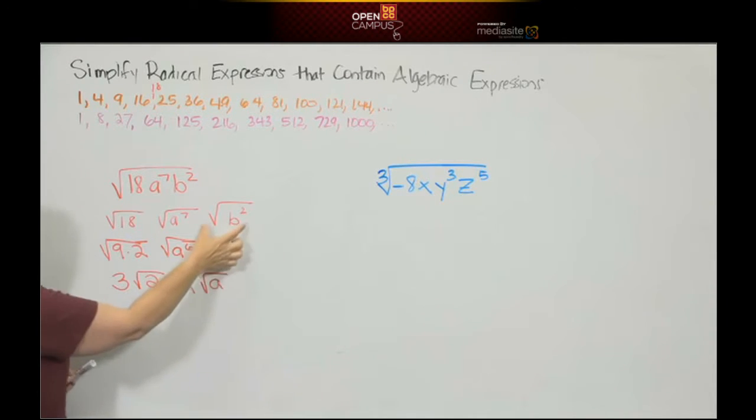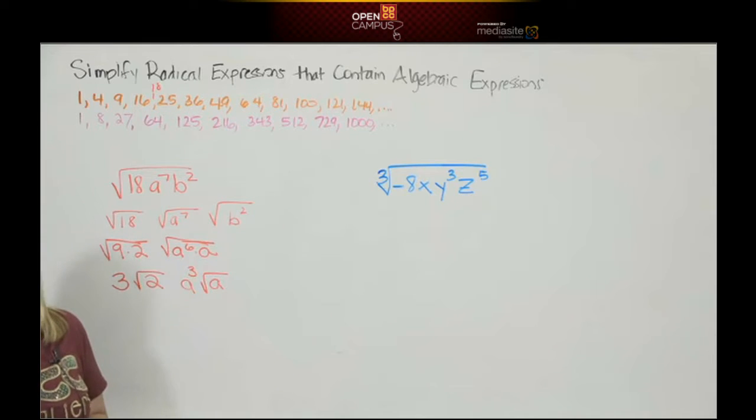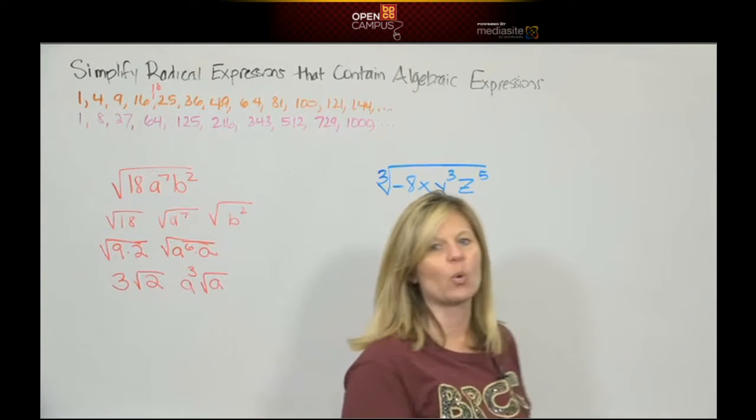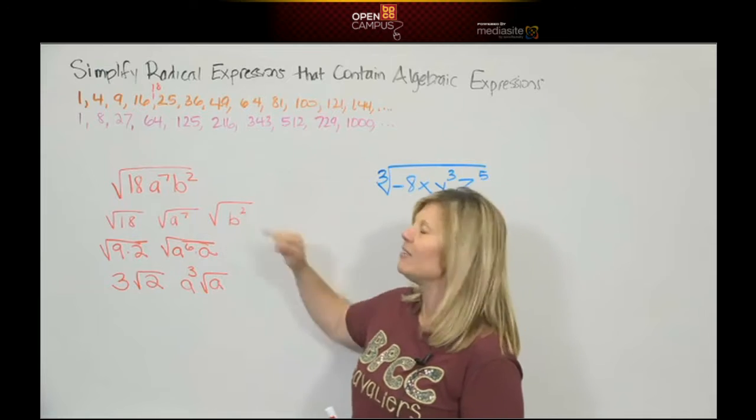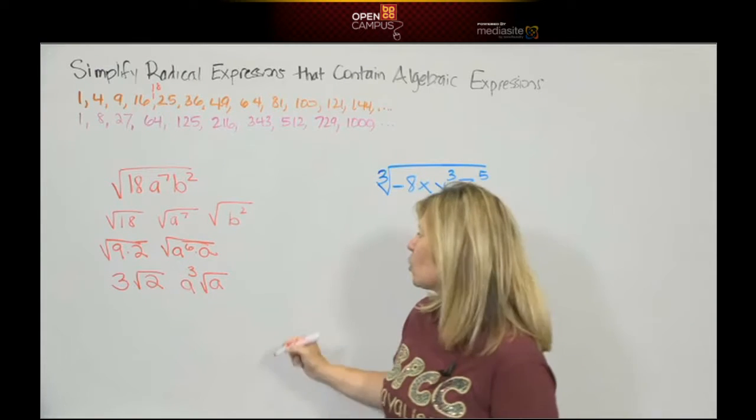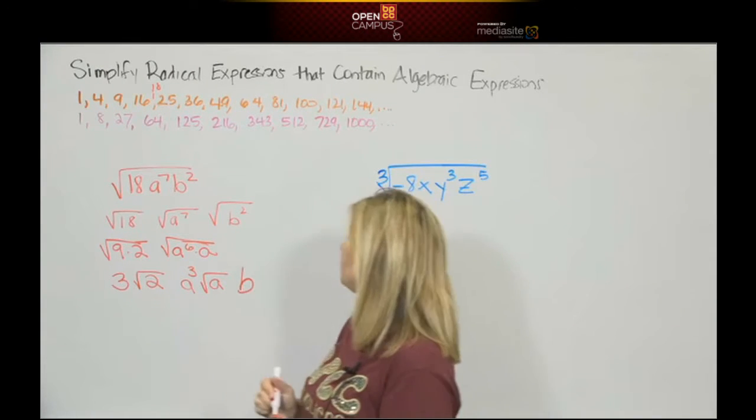But we're not done. We still got to square root b squared. So is b squared a perfect square? Yay, it is. It's got an even exponent. What's the square root of b squared then? That's just good old b.